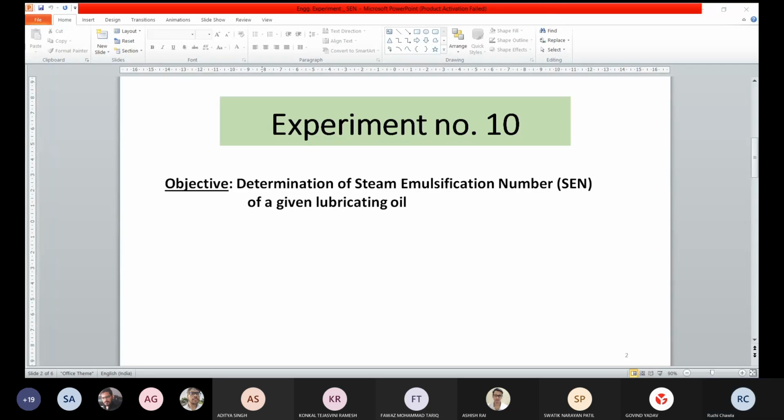it can attract dirt particles, and it can lead to wear and tear, as well as it can decrease the lubricating property of the oil. So the steam emulsification number should be low, such that even if an emulsion is formed, it breaks down easily. Is that clear? Means it should take lesser amount of time to get the emulsion broken. The two separate layers should be formed, and as a result, the lubricating property of the oil will be intact and no wear and tear will take place. So is the physical significance clear to everyone?